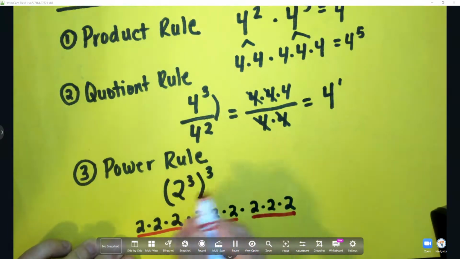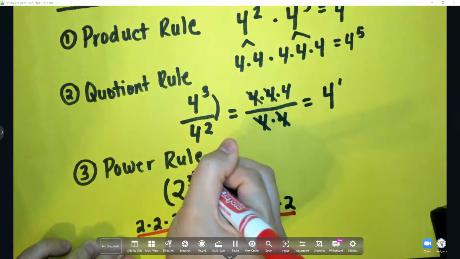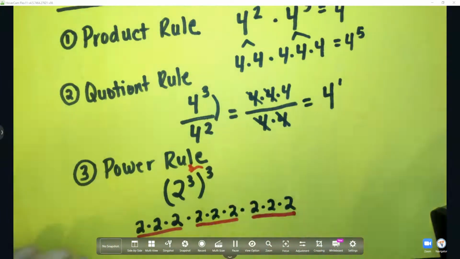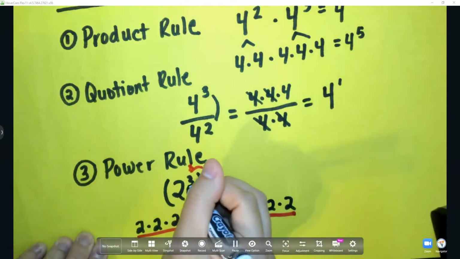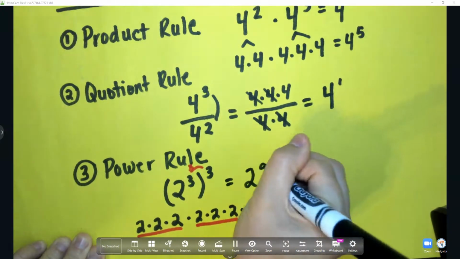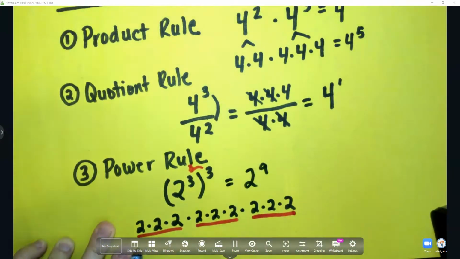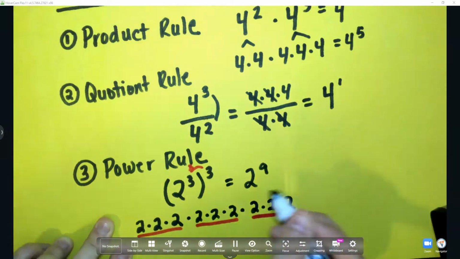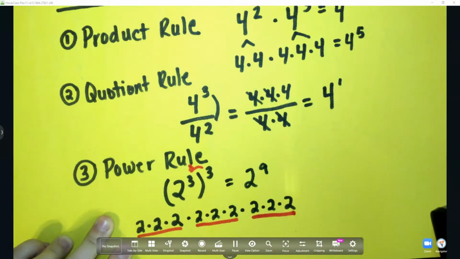rule tells us when we are raising a power to a power, we simply multiply our exponents. So 2 to the third power raised to the third power is 2 to the ninth power. And remember, if you're ever stuck, you can always write it out, expand it out. Because I get 1, 2, 3, 4, 5, 6, 7, 8, 9 twos. 2 to the ninth power.